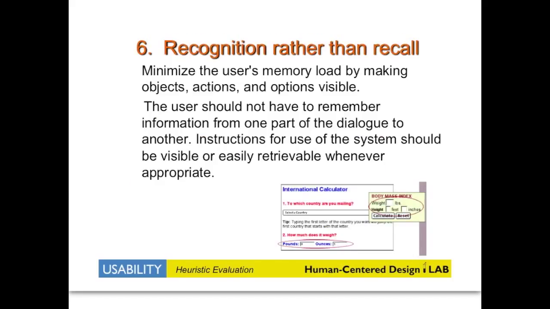Recognition rather than recall. So we want to minimize the user's memory load by making object, action, and option visible. So the user does not need to remember everything. In the example, if they have the logbook and ask you about the weight, you do not need to remember how much the weight is. From this one, they have another dialog box on how to calculate the body mass index, and you can put that information in. No need to remember.